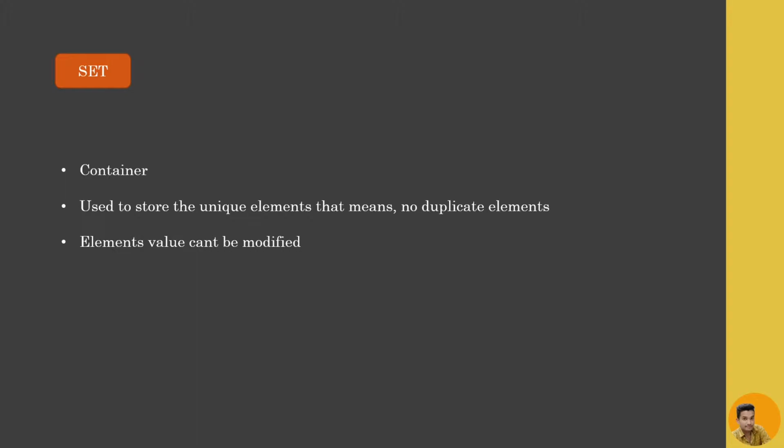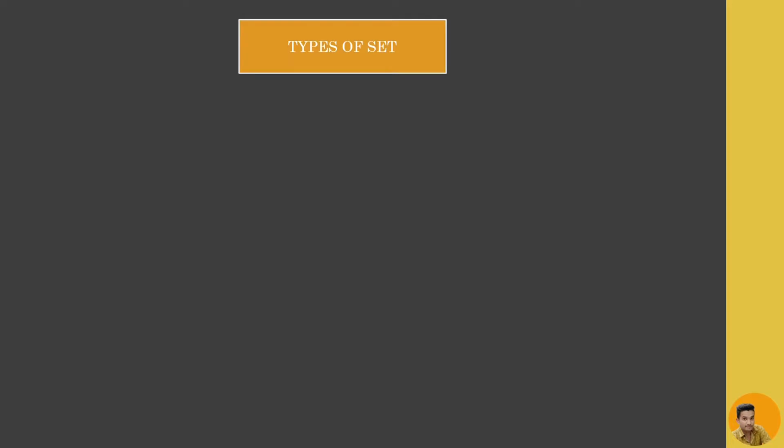Then once the set is created, the elements' values can't be modified and they are always sorted in order. That means they are always in ascending order or descending order. So this was set. It is a C++ container used to store the unique elements in short. Then there are types of set, and first of all we will see the basic set.